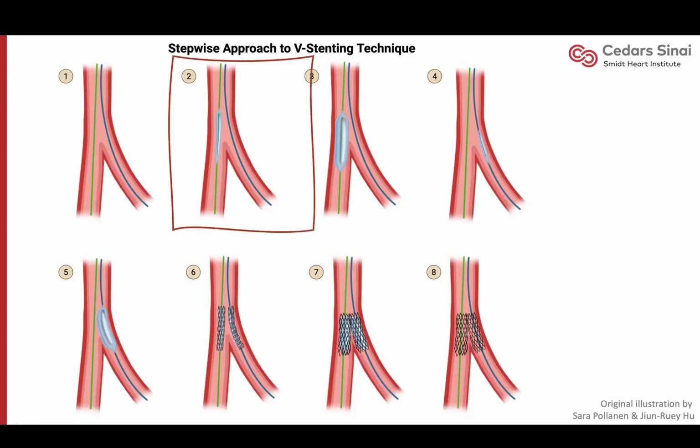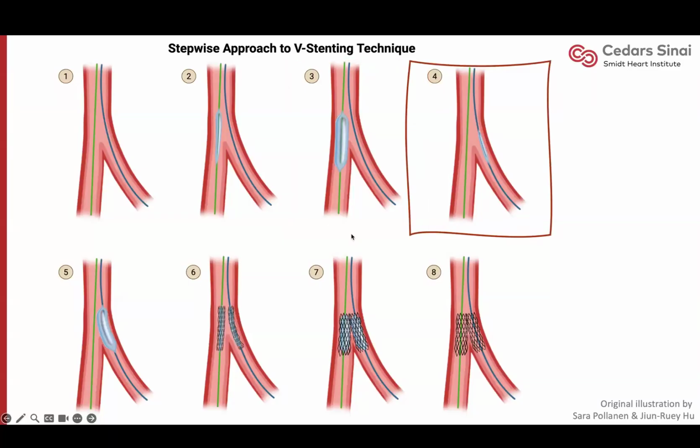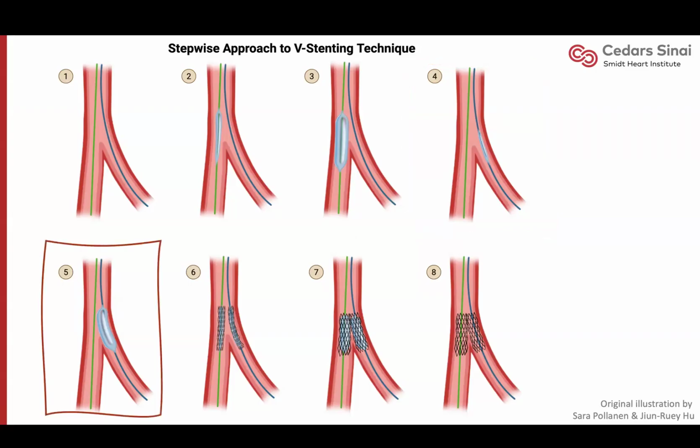You'll advance a balloon into the main branch, taking care to reduce balloon involvement of the healthy proximal segment, since if this is truly a 011, then you should not have to do anything to the proximal segment, and perform predilation. You'll then advance a balloon in the side branch, taking care to reduce balloon involvement of a healthy proximal segment, and perform predilation.